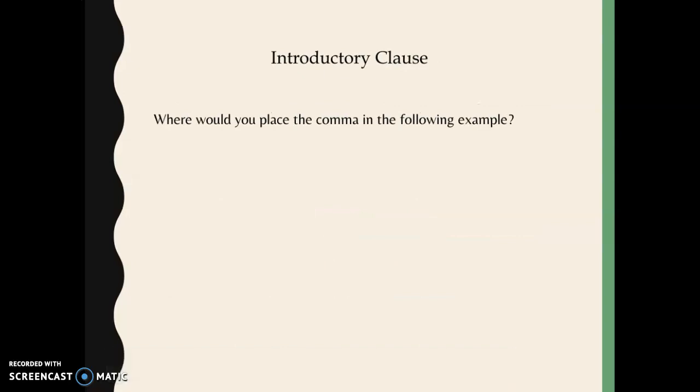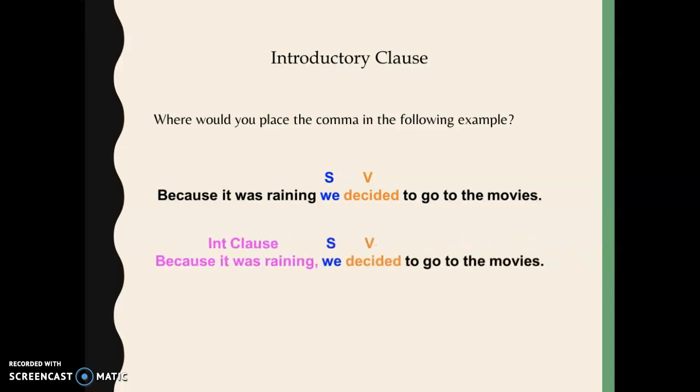Where would you place the comma in the following example? Because it was raining, we decided to go to the movies. I'll give you just a moment. If you decided to put it after raining before we, you would be correct. Because it was raining, comma, we decided to go to the movies. Because it was raining cannot stand on its own.